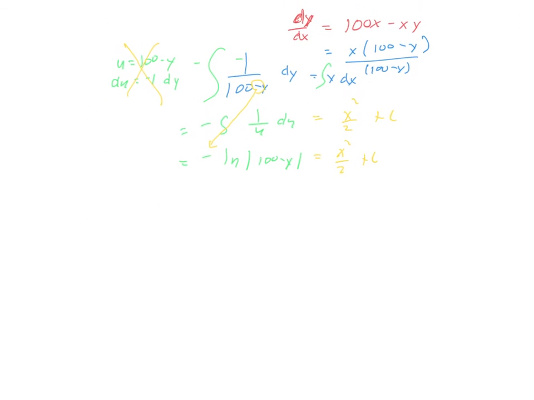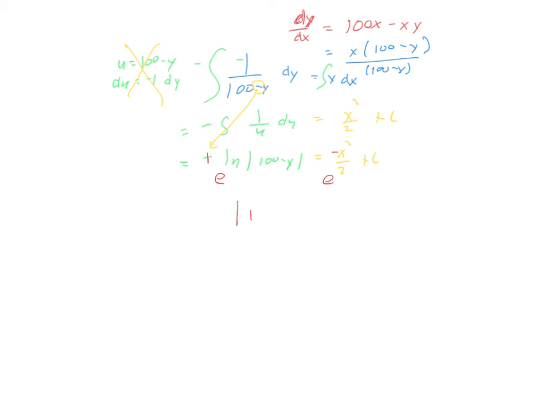So now I need to solve for y, but it's embedded into this natural log. So I'm going to multiply both sides by a negative. And again, for the c, it doesn't change anything. I'm going to take base e on both sides. So it leaves me with the absolute value of 100 minus y is equal to e raised to the quantity negative x squared over 2 plus c. You got to note this c is in the exponent. You can't mess that part up.